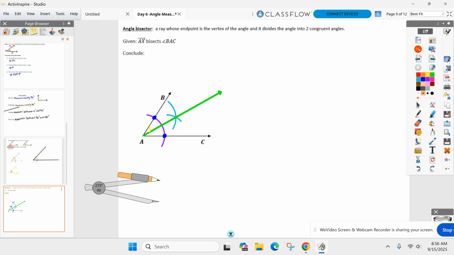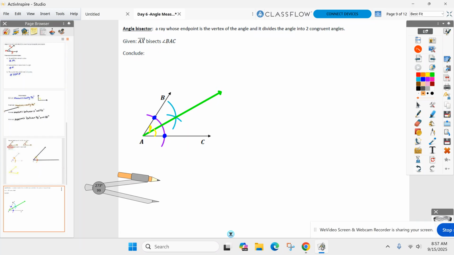And here's what I always do here, just be careful. I always offset them so it doesn't look like one full arc mark, all right? I just do a little offsetting arc marks there so you can definitely tell those two are congruent. Bisects, cuts it in half. Bisects, angles being cut in half.